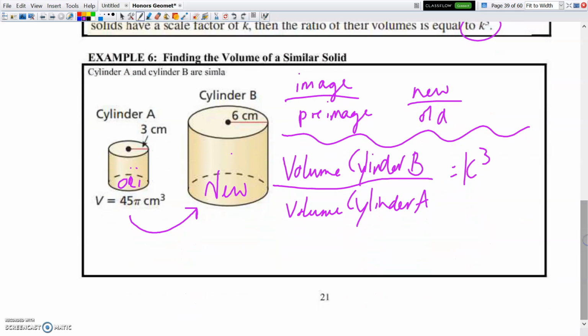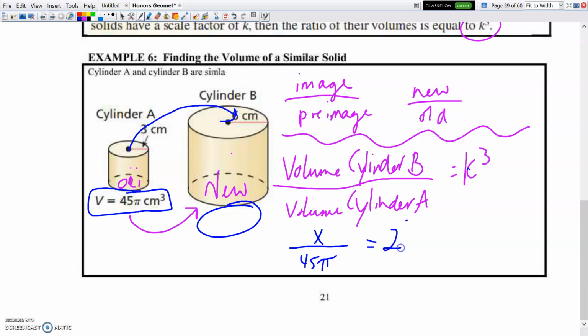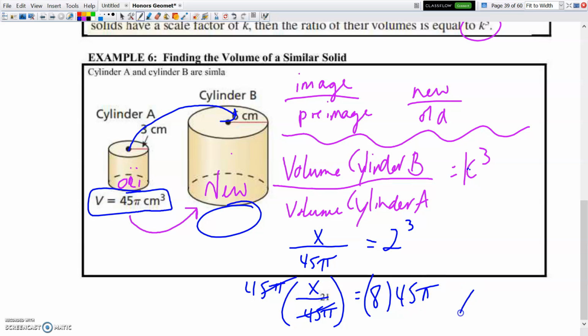Okay, so what I can fill in is that I don't know the volume of cylinder B, that's not given to me, that's unknown here, but I do know the volume of cylinder A, 45 pi, and if I look at the ratio, that's my scale factor. Well, what's happening? It multiplied by 2, so this is going to be 2 cubed. So I get x over 45 pi is equal to 8, and the only thing I need to do then is multiply both sides by 45 pi. That cancels, and I find that x is equal to 360 pi centimeters cubed, and I can leave it like that because they left their volume as pi.